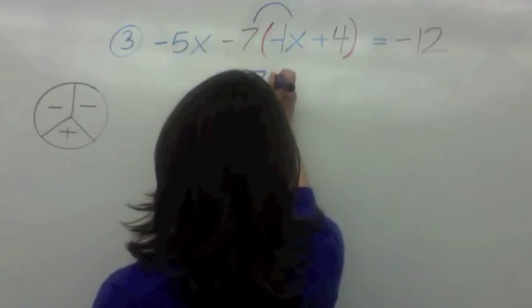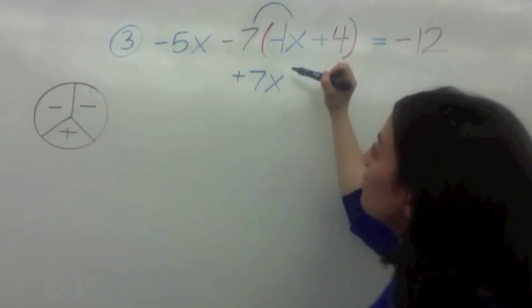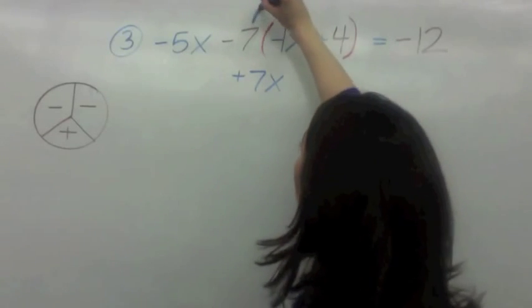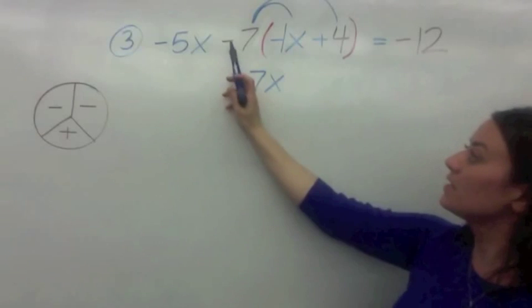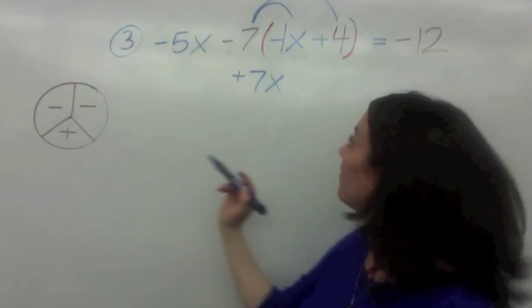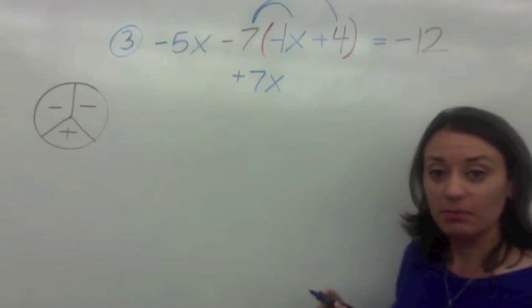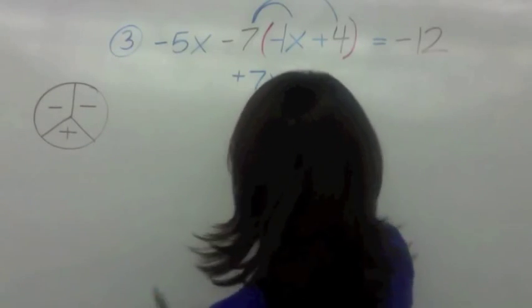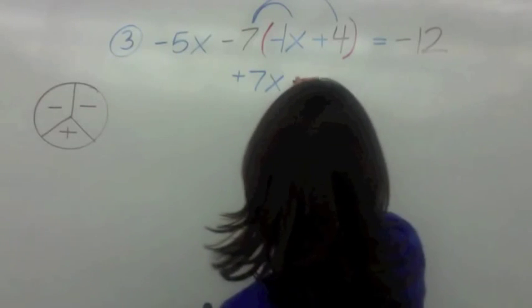Positive 7x. Then you're going to multiply. You're going to do what? Multiply negative 7 times a positive 4. What is negative times positive? Negative times positive is negative. So negative 7 times 4 is negative what? Negative 28. Good job.